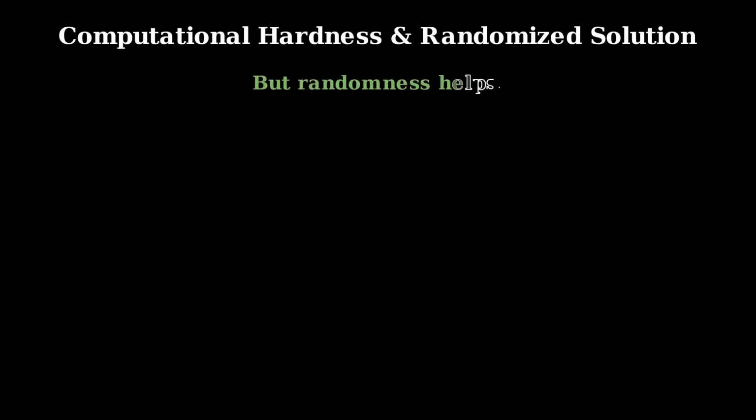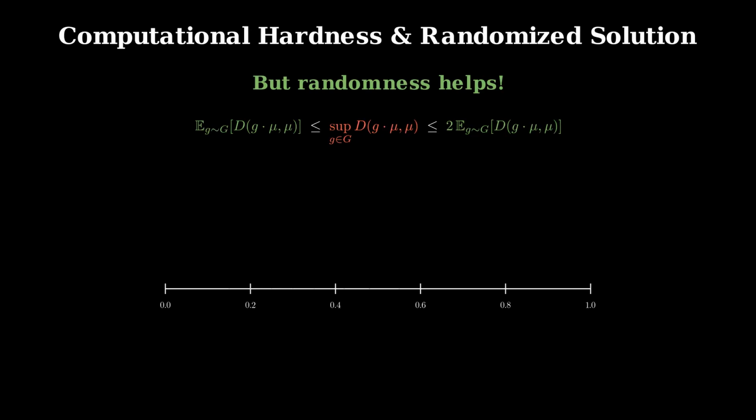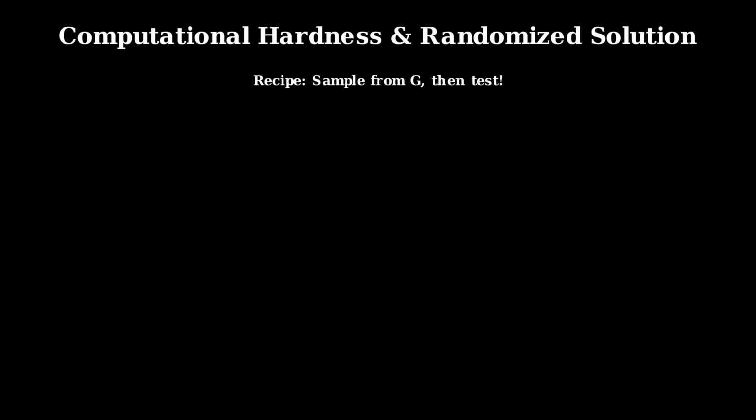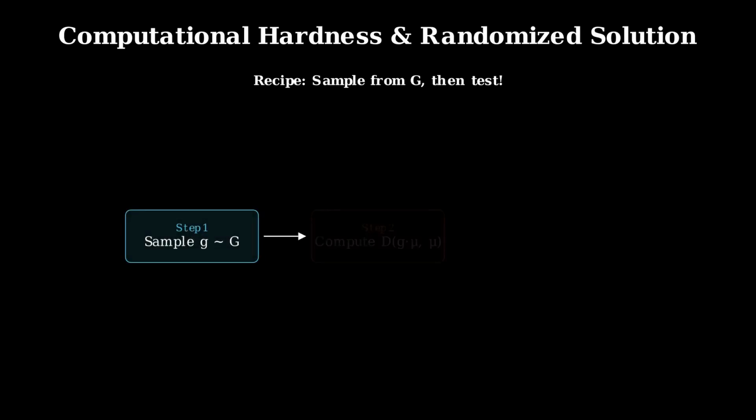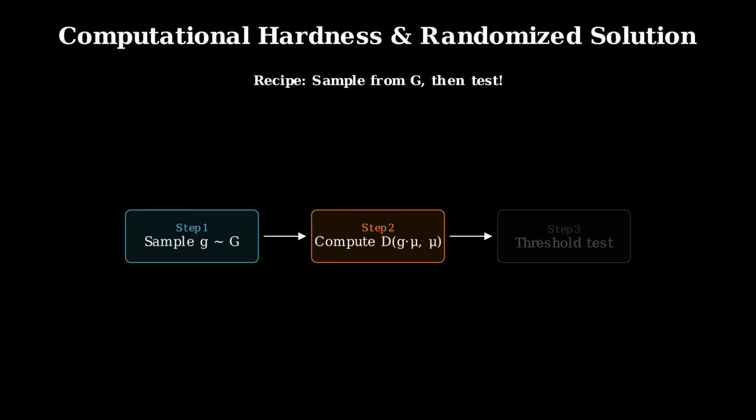But randomness can help. A key theorem shows that the expected divergence over a random g in G is always within a factor of 2 of the supremum. The proof uses second-order probability and group theory. The corollary is powerful: a random g from G certifies symmetry or asymmetry. So the recipe is simple: sample from the group, then test.